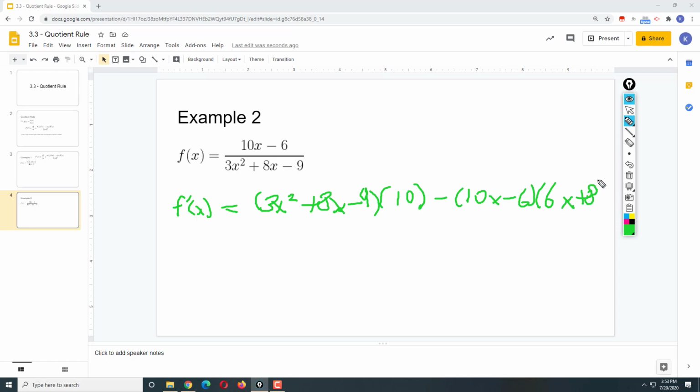How do I get that? That just comes from the product rule. We know that the derivative of 3x squared is 6x, because 3 times 2 is 6, and 2 minus 1 is 1. And the derivative of 8x is 8, over the square of what's below. So the square of 3x squared plus 8x minus 9. And that's it. Again, in the other video, we'll prove why the quotient rule is true.